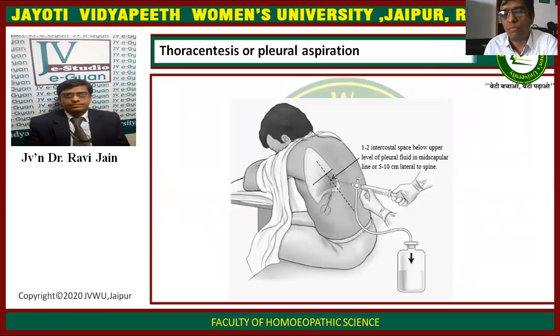This is the process of thoracentesis, where an incision is made 1 to 2 intercostal spaces below the upper level of pleural fluid in the mid-scapular line, or 5 to 10 centimeters lateral to the spine, and then the fluid is collected in the bottle.